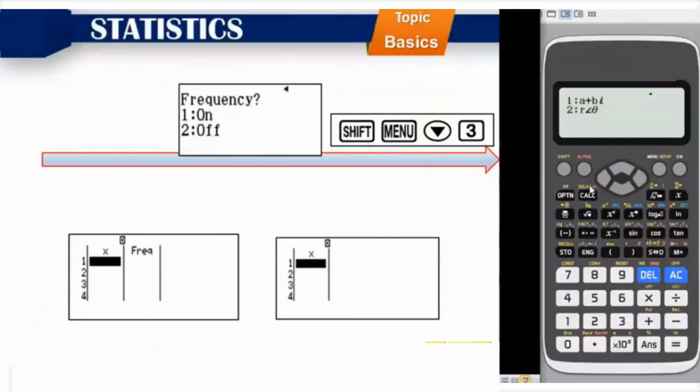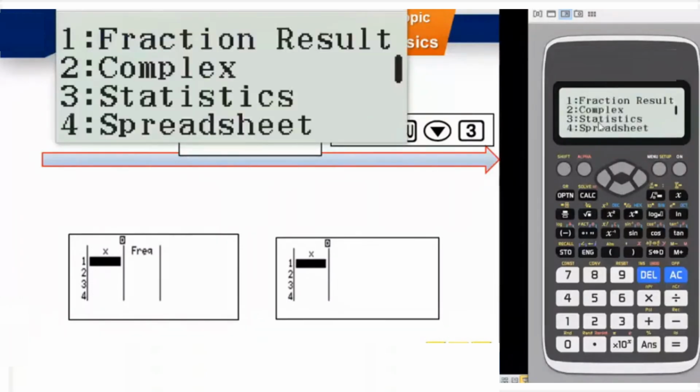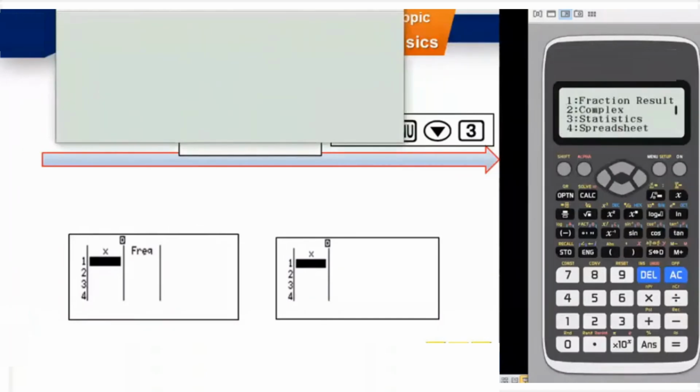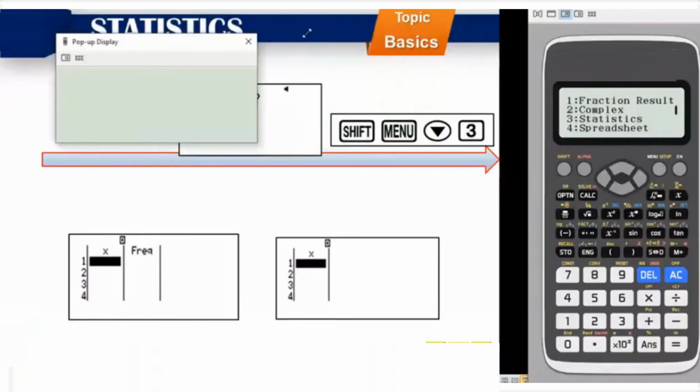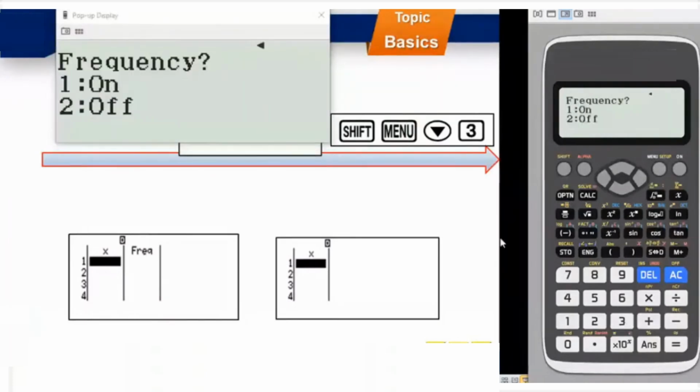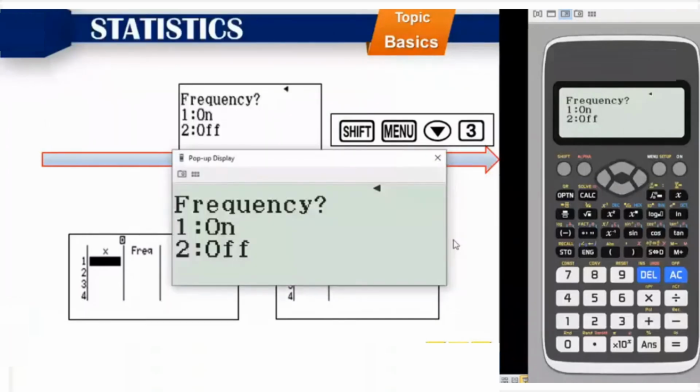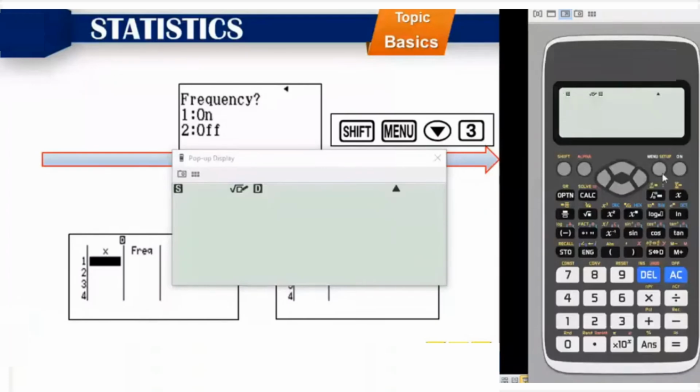Then if I enter into the shift and menu panel and scroll down, the next thing is statistics. When I press 3, it is asking me whether I want the frequency to be on or off. If I press 1, the frequency will be on. If I press 2, the frequency will be off.